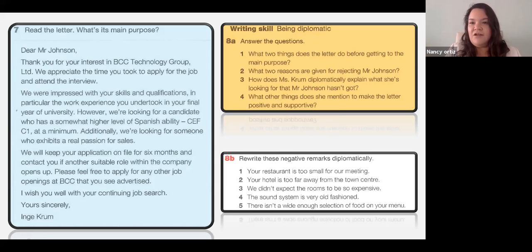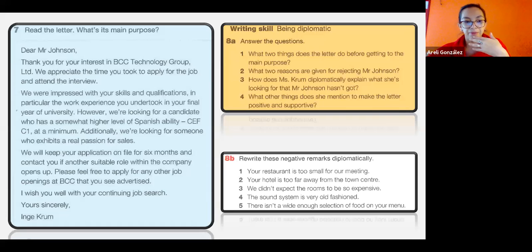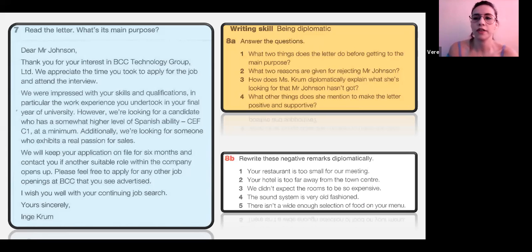What two things does the letter do before getting to the main purpose? Because they don't say the main purpose right away. They don't say, you're rejected. What two things does the letter do before getting to the main purpose, which is the rejection? They first mentioned all the abilities. Yes, thank you, Ari. They first mentioned all the skills, the good skills and qualifications he had, but they are not enough. First, to say, thank you, you are good, you have the best, but not what we are looking for.